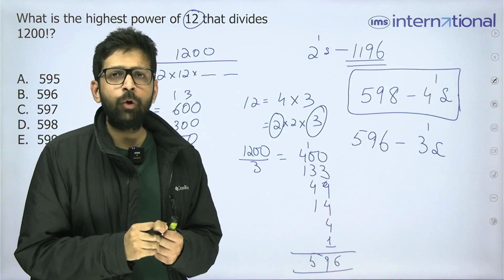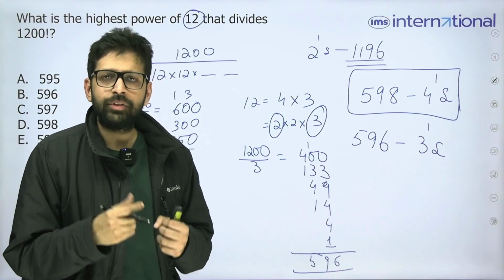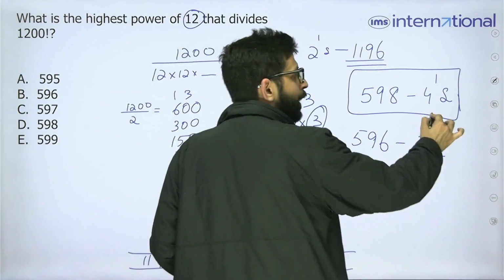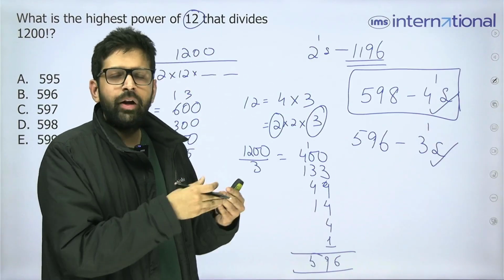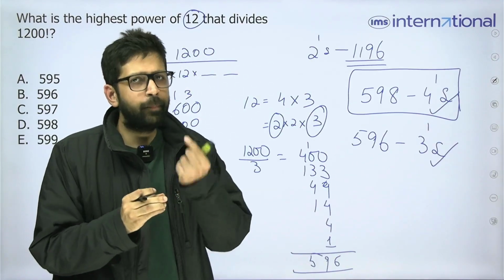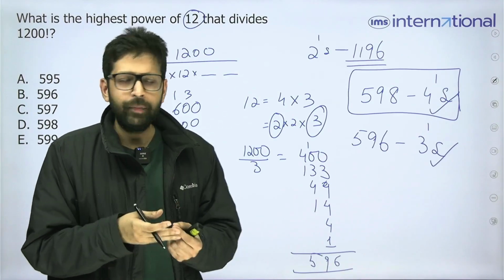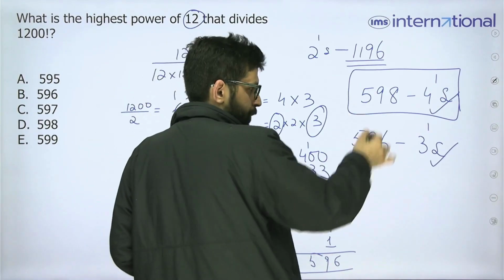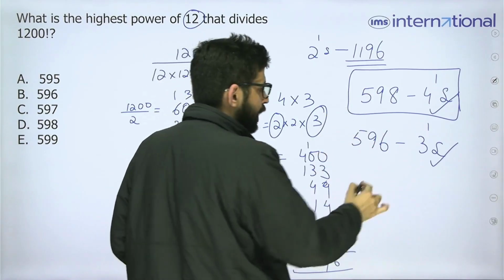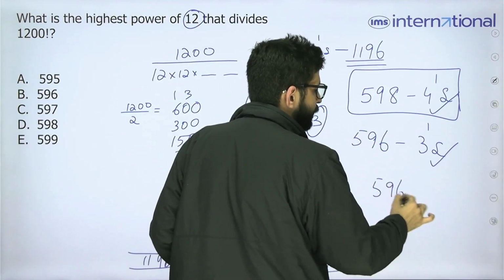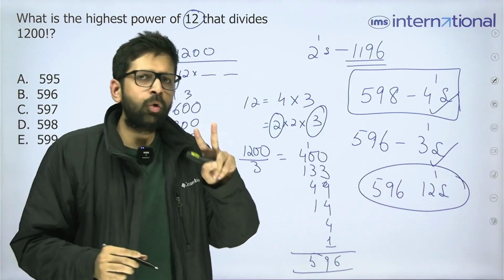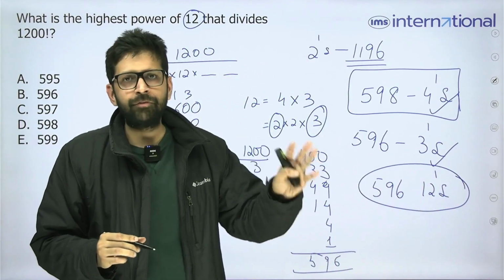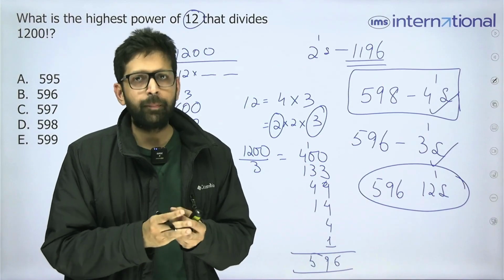Now I need to figure out how many 12s I can make, because in order to make a 12, I require 1 4 and I require 1 3. Now whichever is the smaller number, obviously that is going to be the limiting factor, that is going to be my bottleneck. So therefore, if I consider both of these cases, I can make a total of 596 12s, and 2 additional 4s would be left out and I cannot do anything about it.